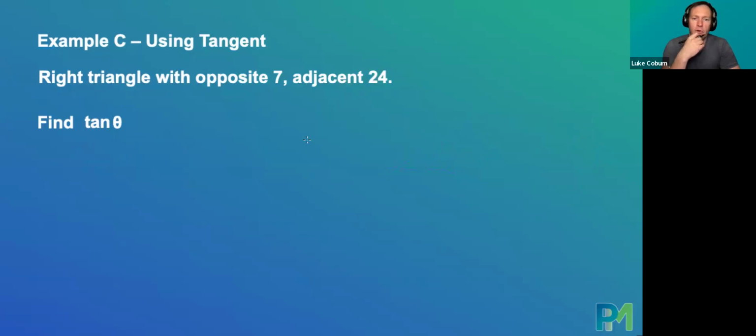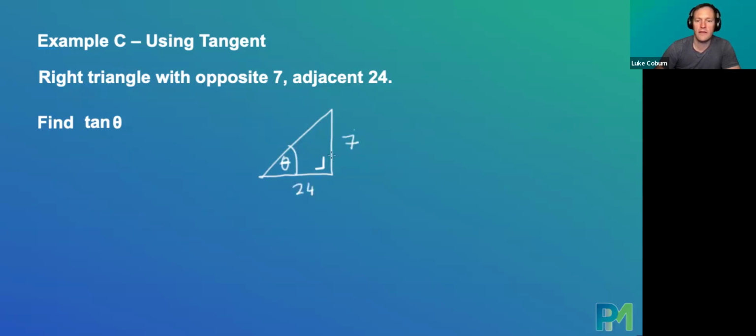Okay, so now the question is to find tan theta. So again, we have a triangle. We have a right angle. We have an angle theta. We have an opposite side 7. We have a side here 24.